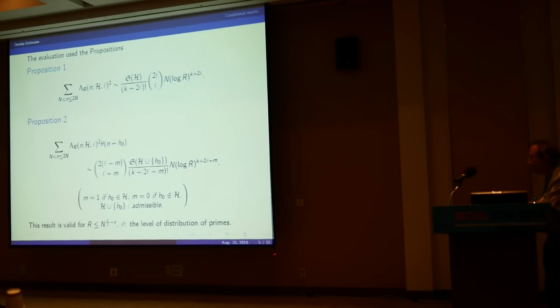Now, what this theta is what we call the level of distribution of primes. You see the primes, if you consider the whole sequence of primes, then you can take a modulus Q and you can consider those primes that are congruent to A mod Q.